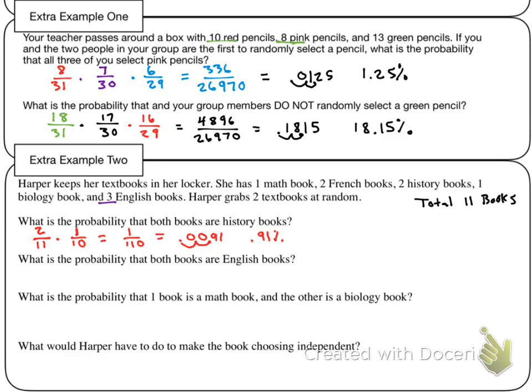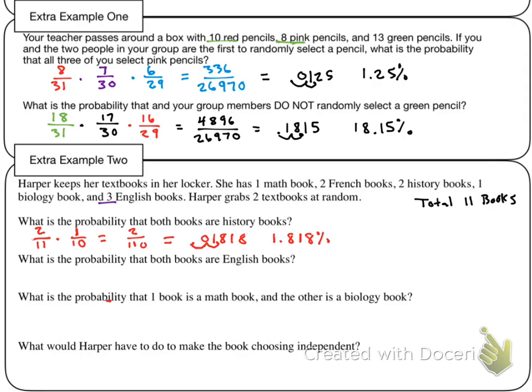Okay, so just going back to that one, what's the probability that both books are history books? So the first one, she has a 2 out of 11 chance. And then she has one book left after she picks one for her first pick. So that's going to change all this. So that's 2 out of 110. And 2 out of 110 gives us 0.01818, or a 1.818% chance.